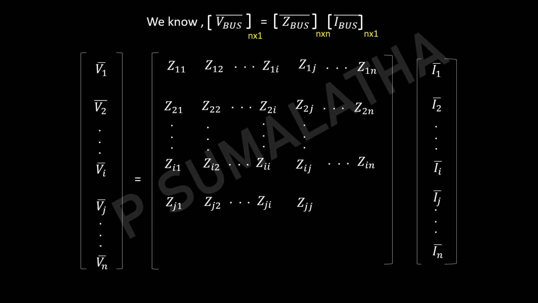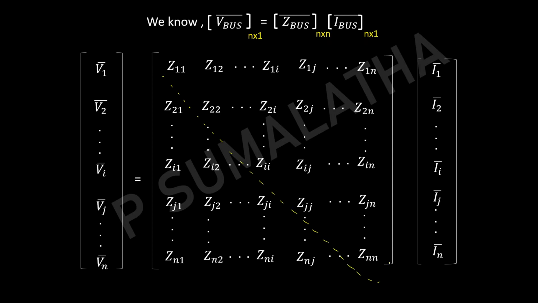Zii is the impedance that exists between the ith node and the ith node. So you can see here we have the diagonal elements Z11 to Znn, and all the rest are the off diagonal elements. So we are going to derive two equations, one for the diagonal quantities and another one for the off diagonal quantities.